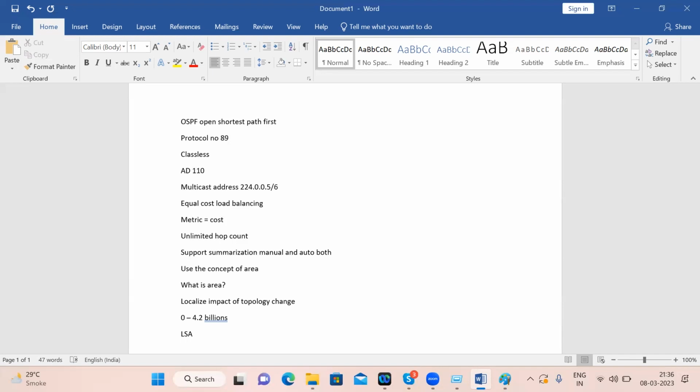Okay, let me explain what exactly the backbone area is. The backbone area is the area which connects two regular areas with each other. That means the backbone area has the capability to receive a route from one regular area and give it to another regular area.